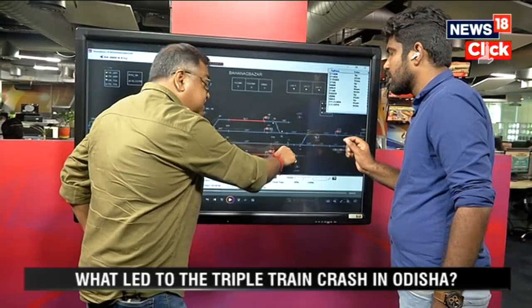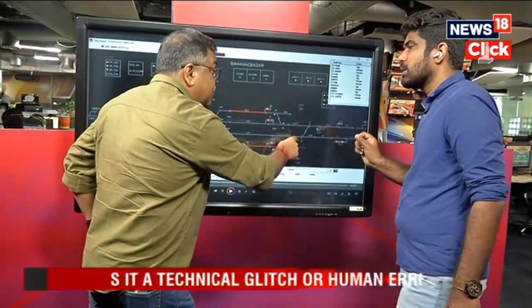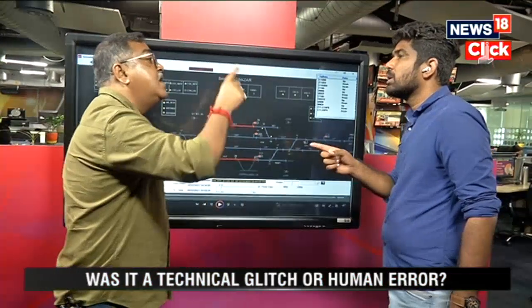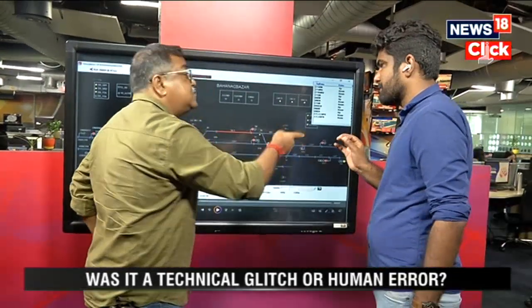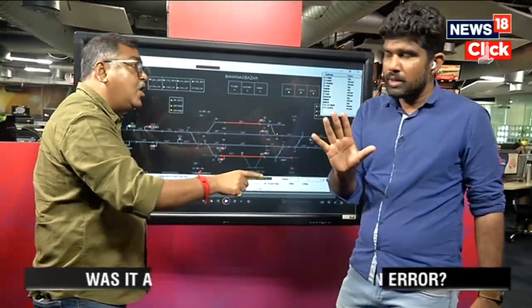If it was released, then the question is why the signal was green. The signal was supposed to be red. Not only this signal, the home signal, the distance signal was also supposed to be either yellow or red.